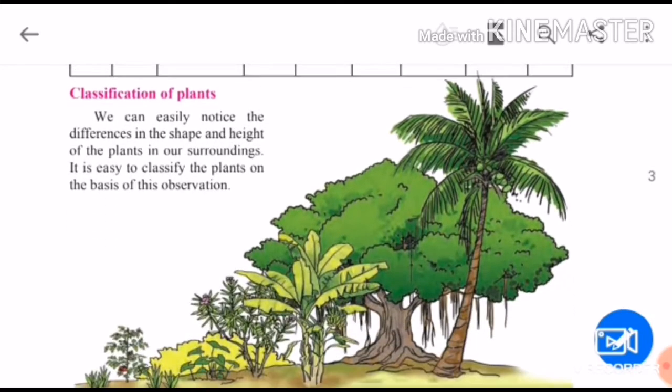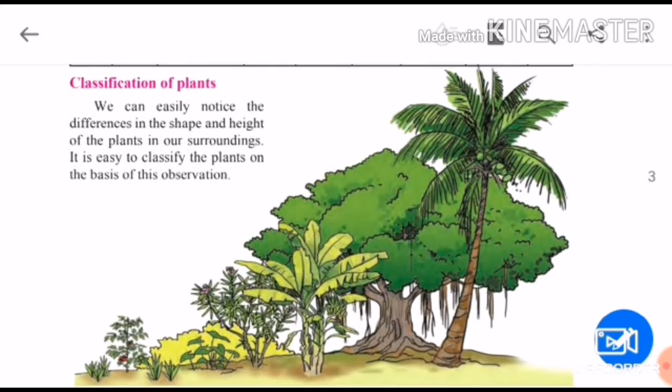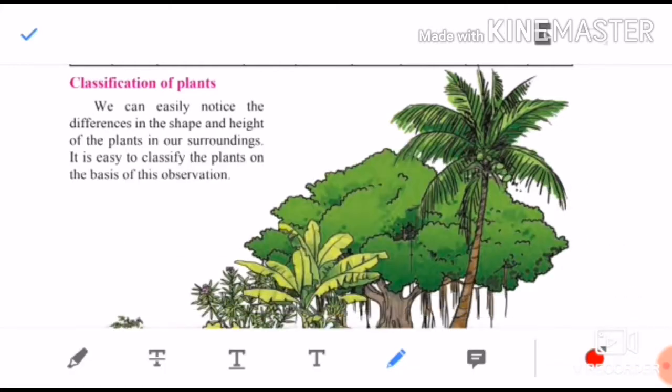Then classification of plants. Here let's start the classification of plants. How are plants classified? We can easily notice the differences in the shape and the height of plants. Yes or no, children? We can easily notice plants on the basis of their shape and height in our surroundings. For a tall plant, you can easily say that one is a coconut plant. It's very tall. Yes or no? To see it you have to turn your neck very high. So coconut is a very tall plant.